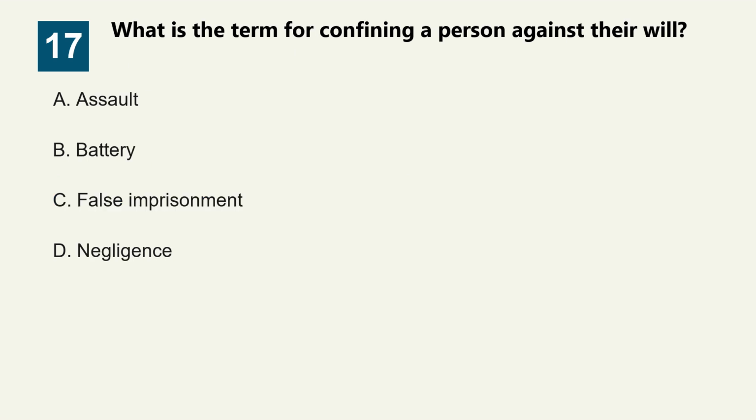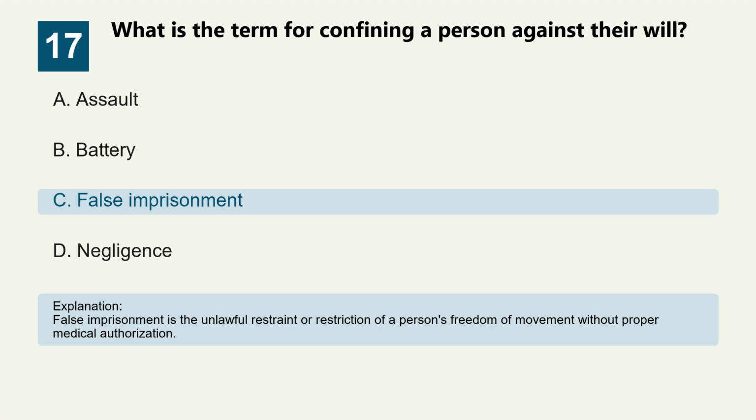Question 17. What is the term for confining a person against their will? Option A. Assault. Option B. Battery. Option C. False imprisonment. Option D. Negligence. The correct answer is option C. False imprisonment. False imprisonment is the unlawful restraint or restriction of a person's freedom of movement without proper medical authorization.